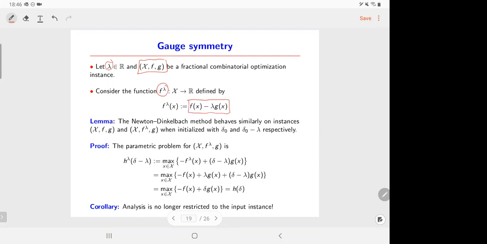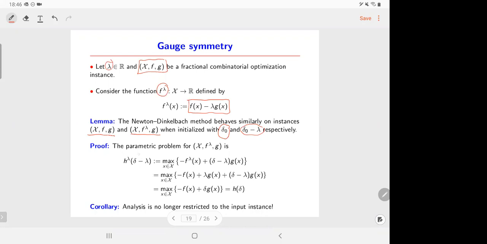Now, the good thing about modifying the cost function this way is that no matter which lambda value you pick, Newton's method exhibits a similar behavior on both instances. So if you run Newton's method in the original instance, initialized with delta naught, then the behavior is exactly the same if you run it on the new instance, initialized with delta naught minus lambda. And the proof is really simple, which is why I included it in the slides.